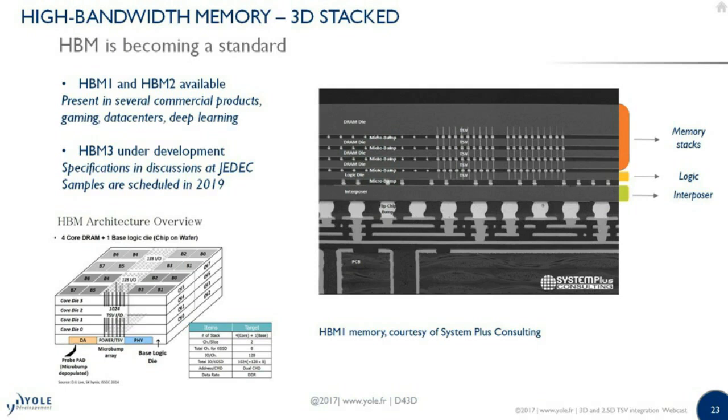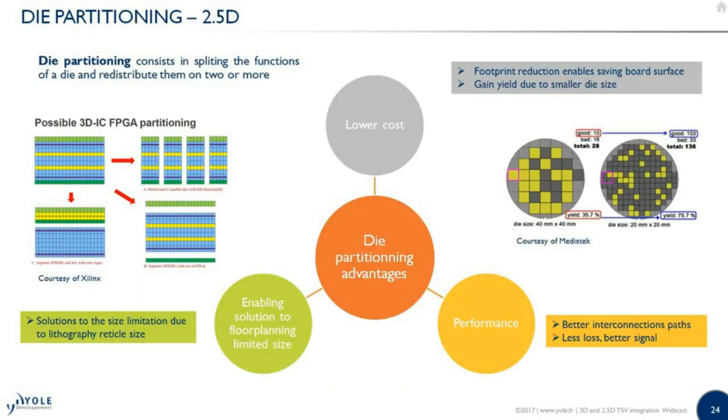I wanted also to discuss a little bit of technology. I know that Romain will show you some nice pictures of high bandwidth memory, but just the status. Right now, HBM1 and HBM2 are available, and HBM3 is under development at JEDEC. There are still some discussions at JEDEC, but samples are scheduled for 2019. In terms of die partitioning, as I said, there is the 3D system on chip now coming, but there is also die partitioning that is getting more interest, and Farhang will highlight the use of the silicon interposer.